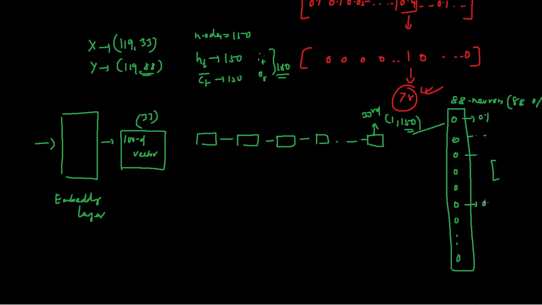And let's say you have to find that particular neuron that has the highest value. Let's say this is the 78th neuron. So the word that is present in this location becomes the predicted word. Right, that is the entire flow of what we have done so far.